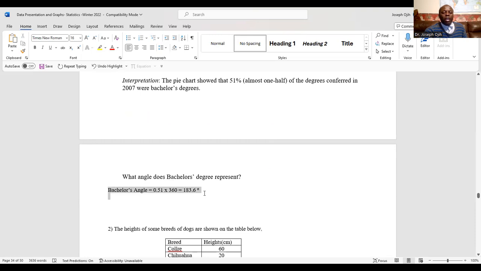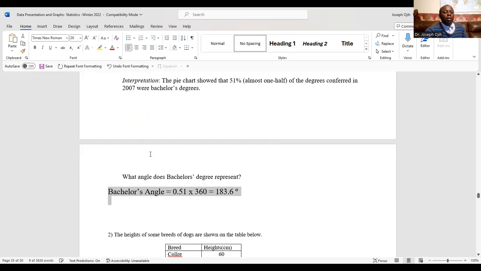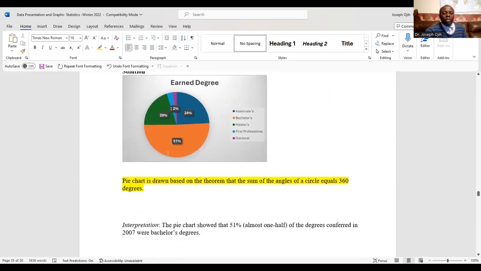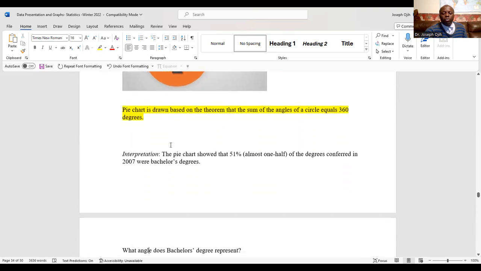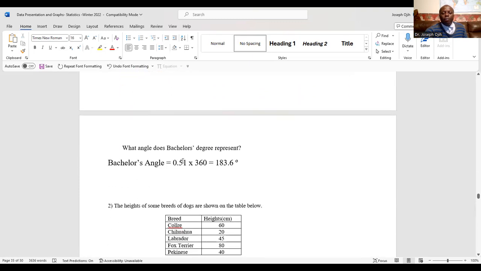What you're going to do is, I have it here. Bachelor's degree is 51% here, right? Which is 0.51 in decimal. So just multiply it by 360. 0.51 times 360. I think I have decimals here. I should have decimals. Okay. I'm going to put decimals somewhere. Okay, I'm going to put it right here. Maybe give me 1 minute.